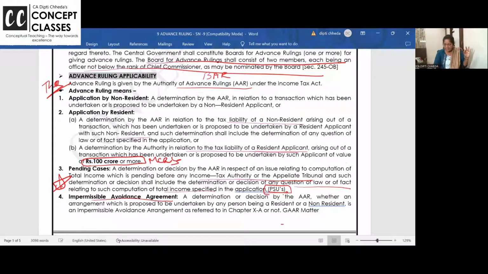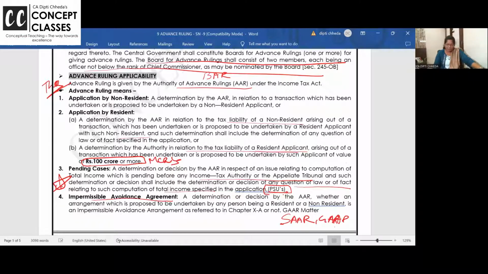We have already seen SAAR and GAAR in tax planning. Yes or no? What is SAAR? Specific anti-avoidance rules, and GAAR, general anti-avoidance rules. Specific ones are like: above 10,000 you cannot make a cash payment, you cannot make payment to relatives, and like this we have seen. Why all this? For such an impermissible avoidance agreement, if you want to do it, you need to take permission.